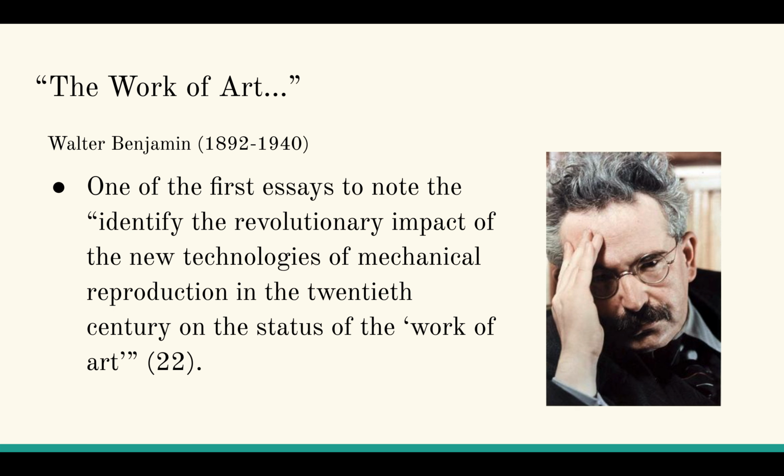And the reason that we read the work of art is that it's one of the very first essays to identify the revolutionary impact of new technologies, specifically mechanical reproduction, in the 20th century on the status of the work of art. So what Benjamin is discussing here has to do with this whole issue of modernity that I've talked about throughout the semester. So he's writing during the first half of the 20th century, and he's interested specifically in art and what it means that art is now able to be reproduced with great efficiency and distributed with great efficiency.